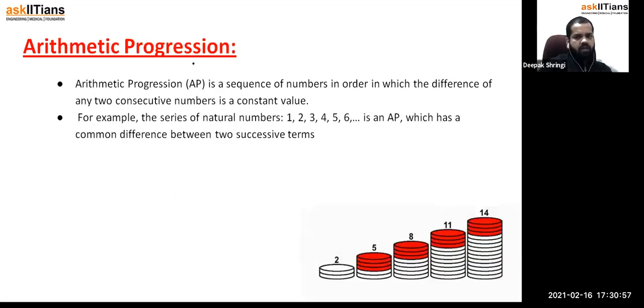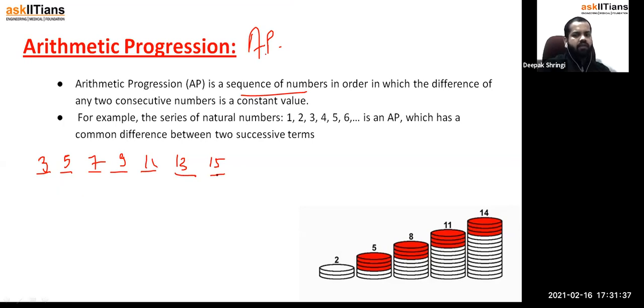Now comes arithmetic progression. Arithmetic progression is a sequence of numbers in order in which the difference of any two consecutive numbers is a constant value. Okay, what is AP? AP is a sequence of numbers whose difference is the same. Let me tell you an arithmetic progression like 3, 5, 7, 9, 11, 13, 15. Okay. So it is an AP. Why? Because its common difference is the same.